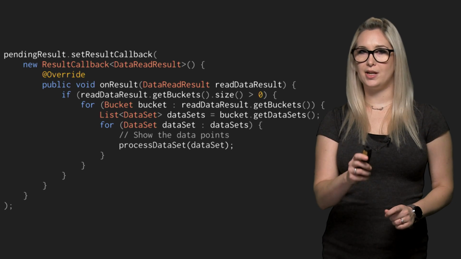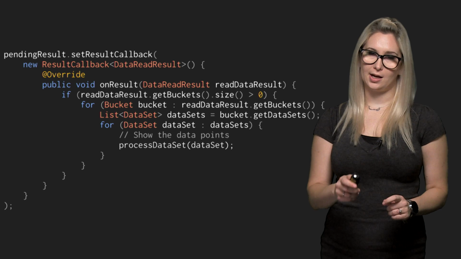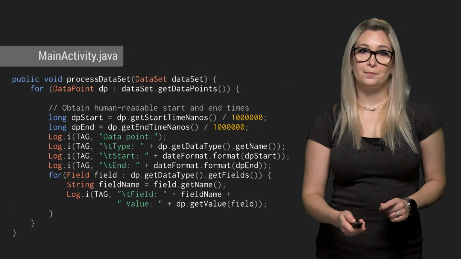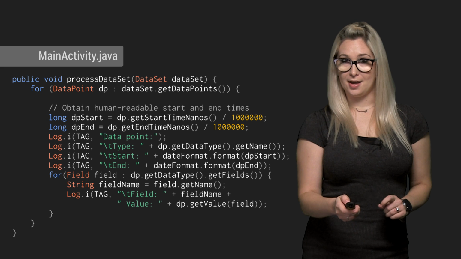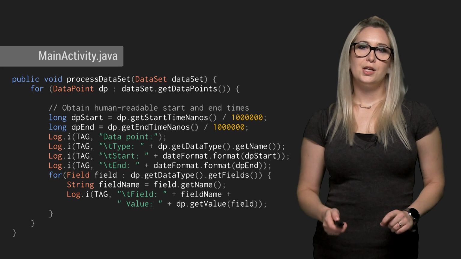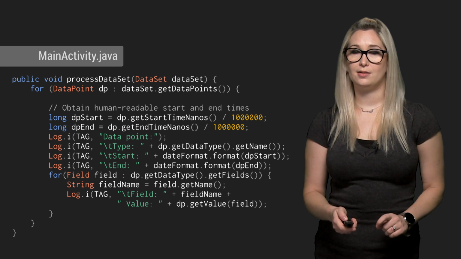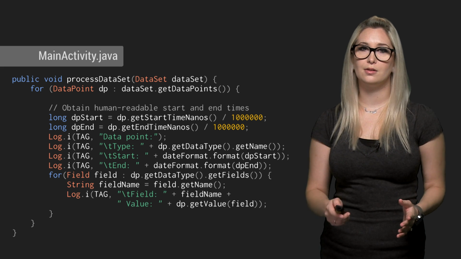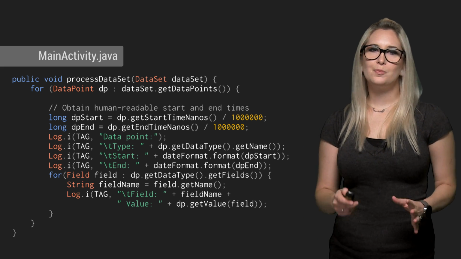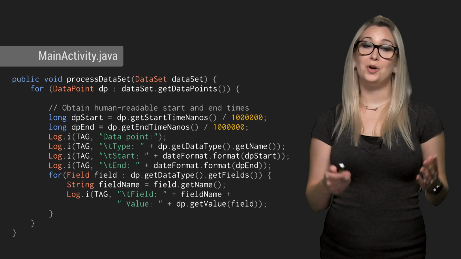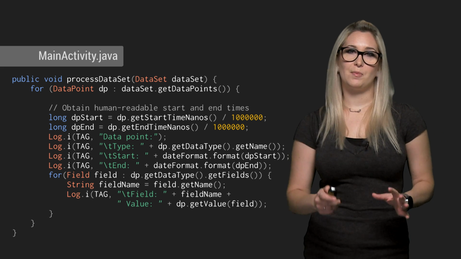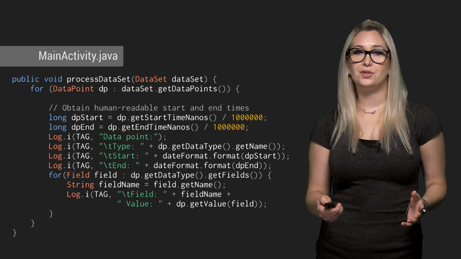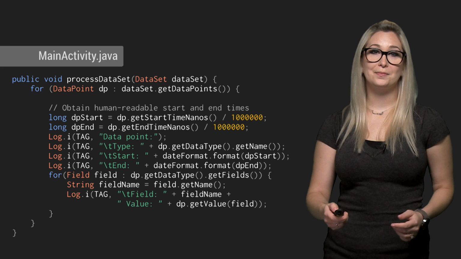Because we asked to aggregate by days, our data result will contain buckets. In this case, each bucket corresponds to one day. Each bucket has a data set containing data points. Here's an example of iterating through data points and printing out their information, like the start and end times and their field value pairs. In our case, each bucket will have one data set with one data point, showing the aggregate step count for that day. So our app could graph these to show how the user's daily step count changes over time.